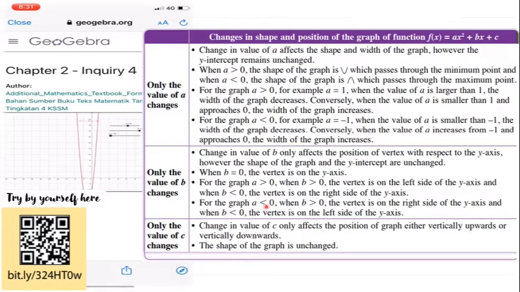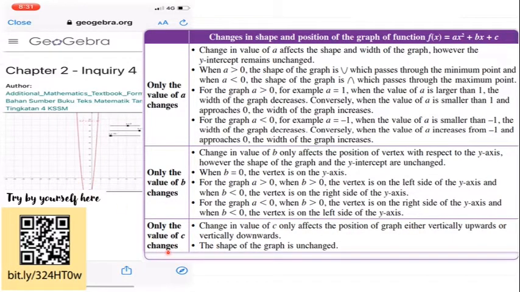For the graph A less than 0, when B more than 0, the vertex is on the right. So for the frowning graph, when B more than 0, it is on the right side first. When B less than 0, the vertex is on the left.